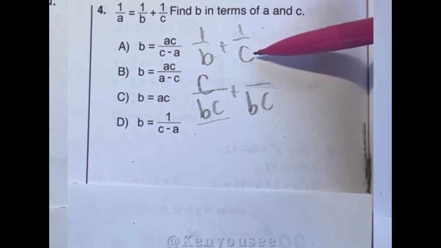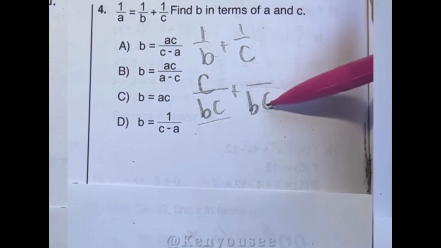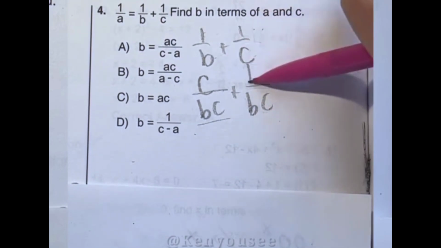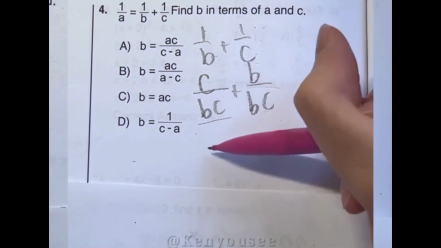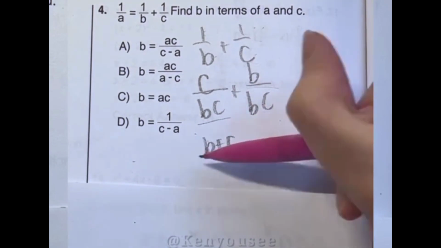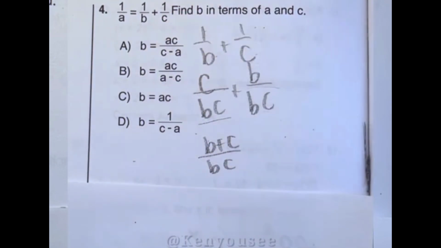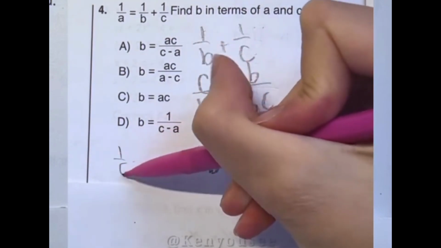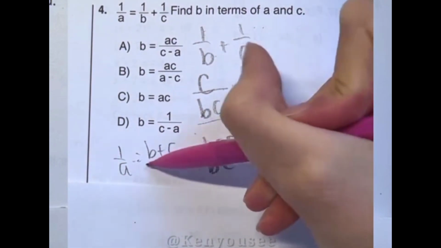Same thing for 1 over c. We would have to multiply the denominator by b to get bc. So we also have to multiply the numerator by b, which is going to be b. And now that simplifies to b plus c over bc. So our new equation is going to be 1 over a is equal to b plus c over bc.